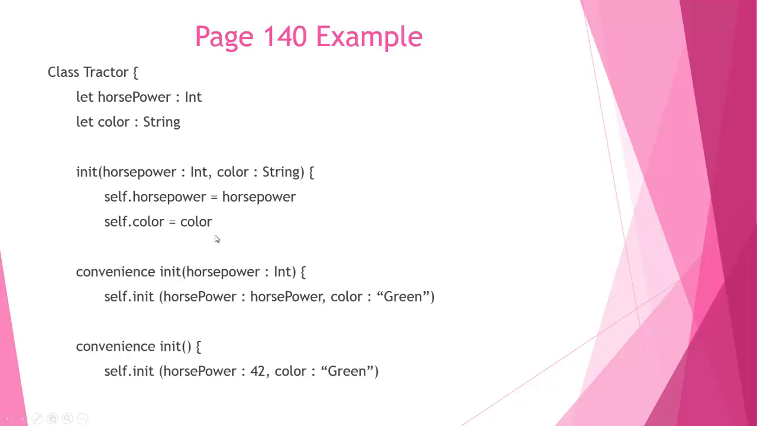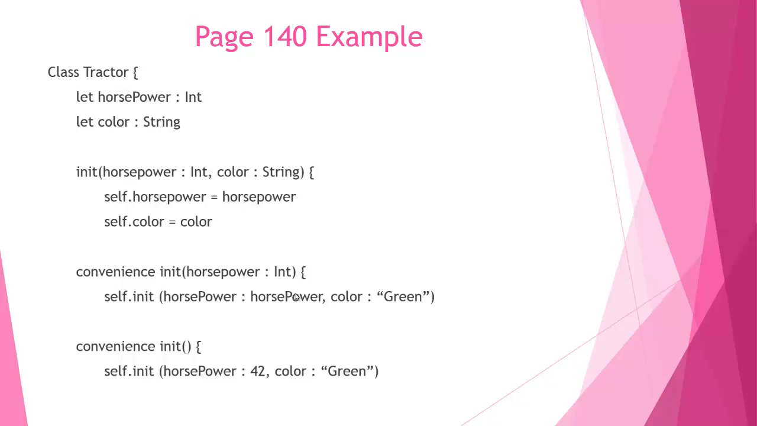And then we make convenience horsepower that requires horsepower and color green. And then we have this one here that pops. This one gives you the default. So the default for horsepower is going to be 32 unless you put it in on this one. So one method gives us defaults. One method requires the user to put something in.